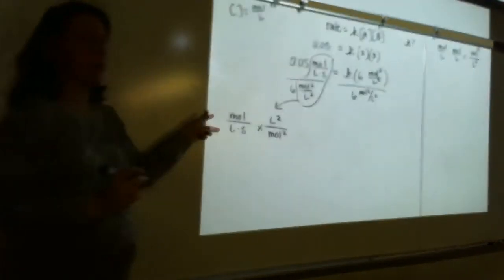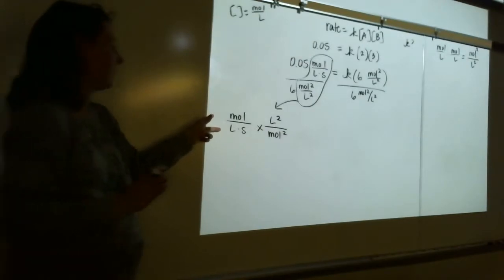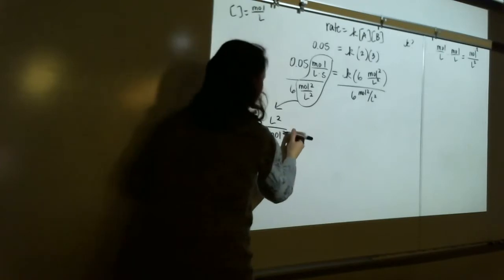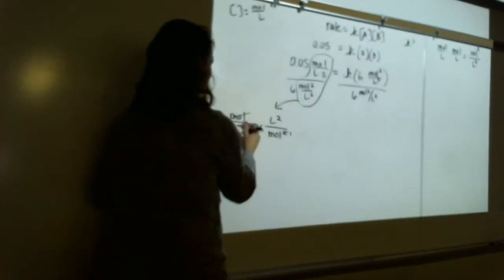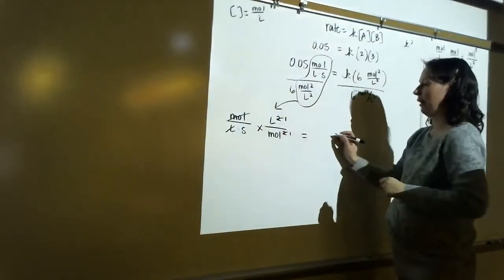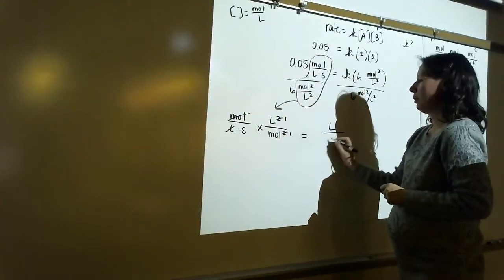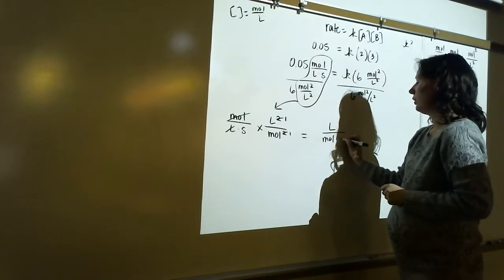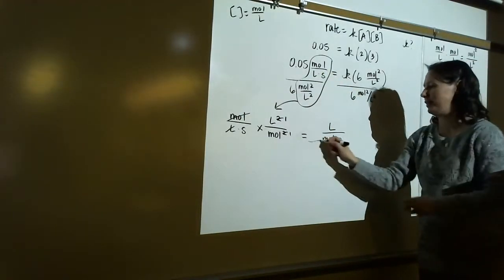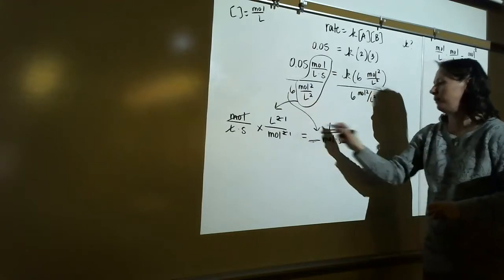Does everyone see what we did? Okay. Now we just simplify. This one goes away, that exponent becomes 1. This goes away, that exponent becomes 1. So the units I have are liters per mole second. And then you do 0.05 divided by 6 as the number that goes right here.